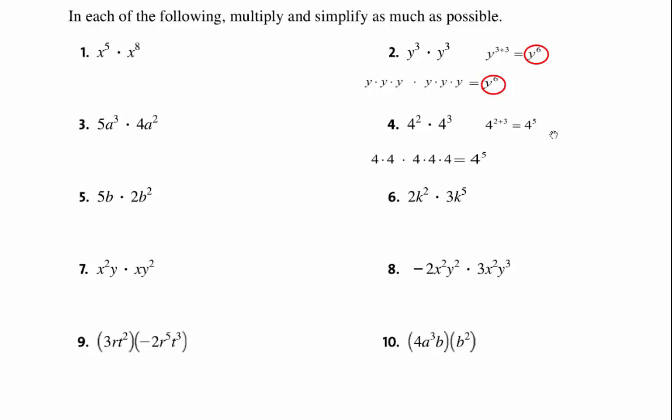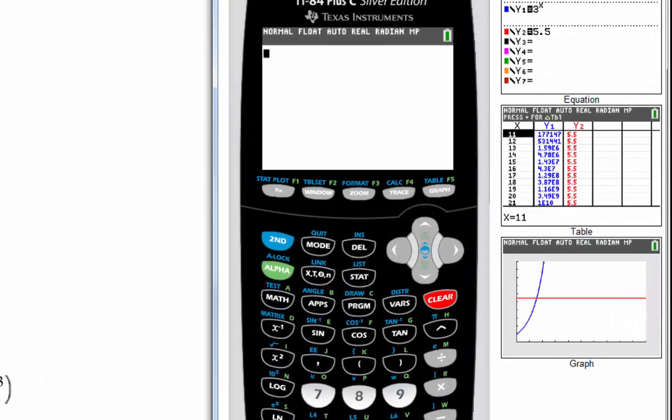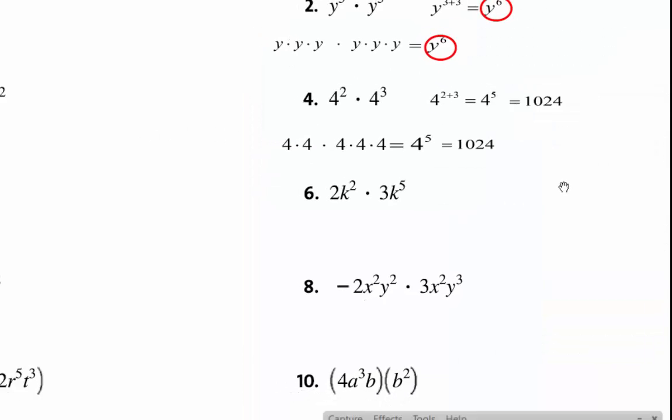And if we check our calculator, we can see what 4 raised to the 5th actually, what the value is. So here's my calculator, and I enter 4 raised to the 5. I press enter, and it looks like I have 1,024.